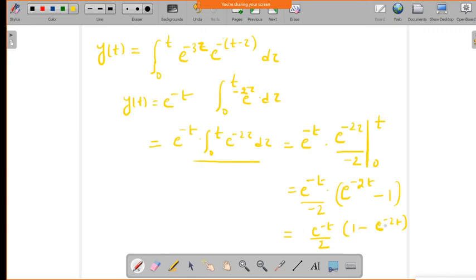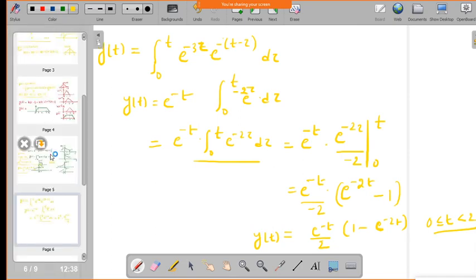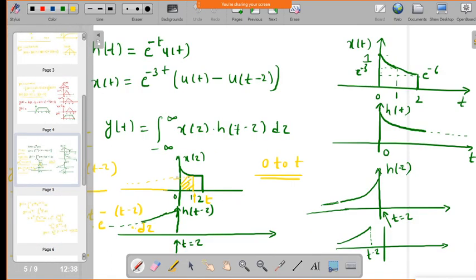So, are you getting it? This is the output y of t only when t is between 0 and 2, that is, when t is greater than or equal to 0 and less than 2. So, this is the region we are doing the convolution for now, this region.